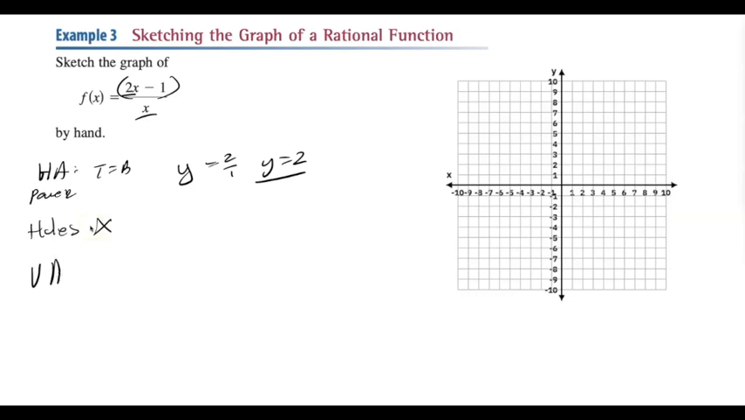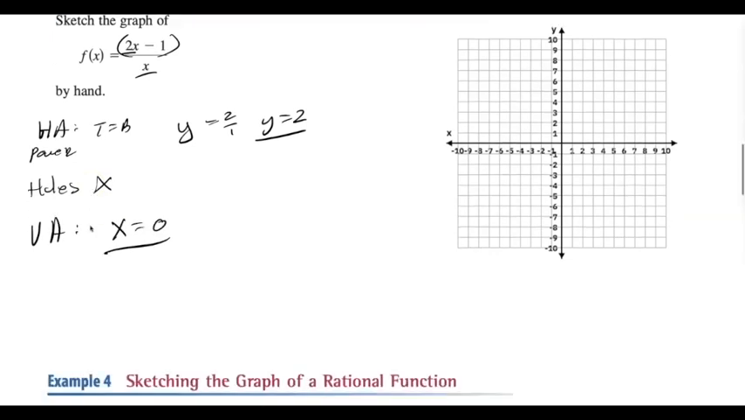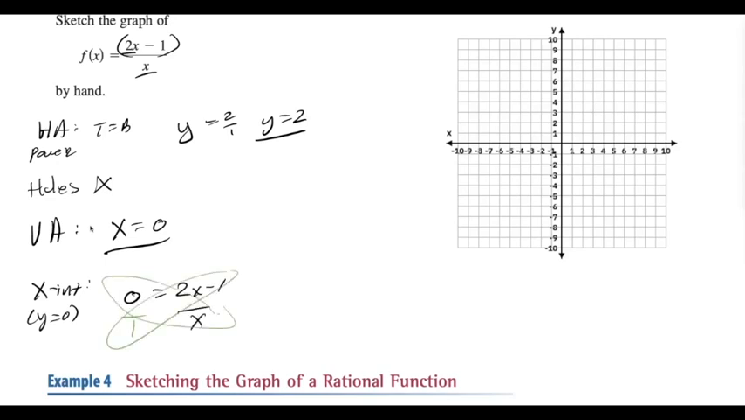Vertical asymptote. Set the bottom equal to 0. That's easy. X equals 0. Now if we want to find, let's say, the x-intercept, we're going to set y equal to 0. We're going to get 0 equals 2x minus 1 over x. We can cross multiply again, but hopefully you'll notice that every time I cross multiply, this just cancels out. It's really just set the top equal to 0.